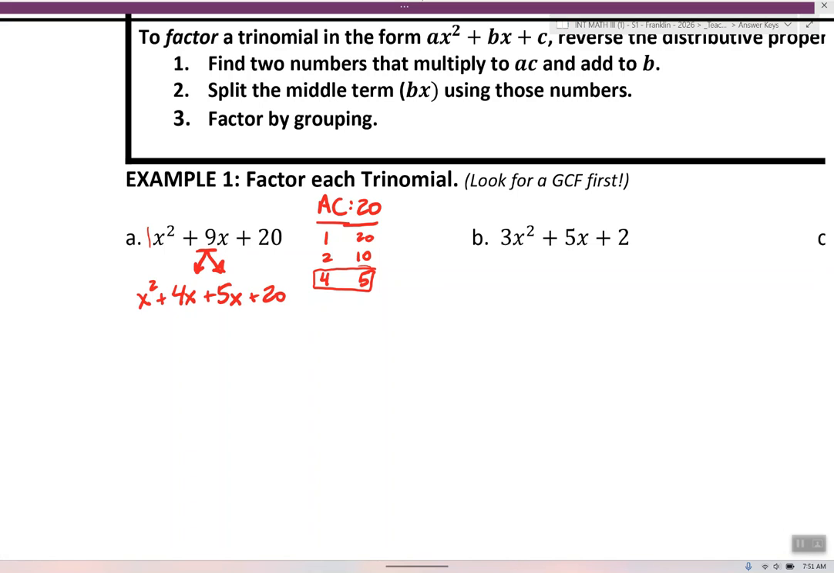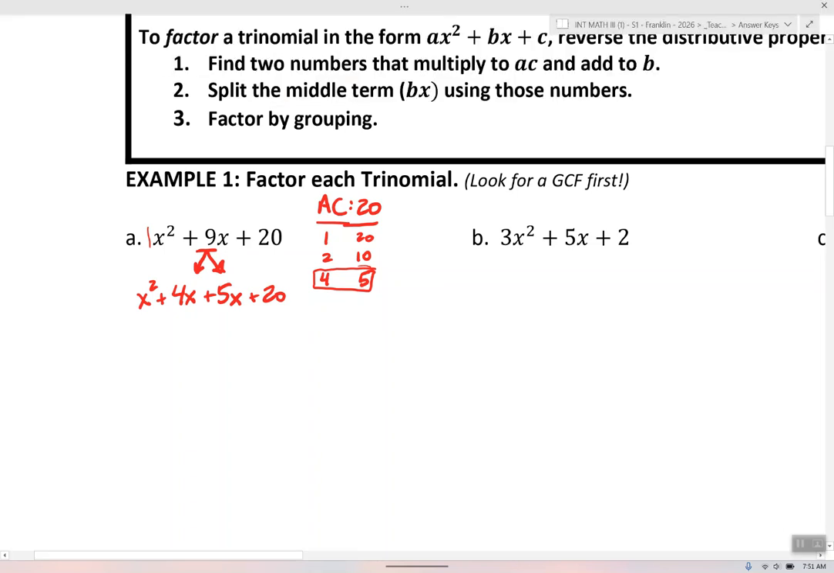What this allows us to do now is use our grouping method because now we have four terms. So I can take out of the first two an x as the GCF, leaving x plus 4. And out of the second two, I can take out a 5, leaving x plus 4 as well. So my final factored form here is our binomial in parentheses, x plus 4, and the leftovers, x plus 5.